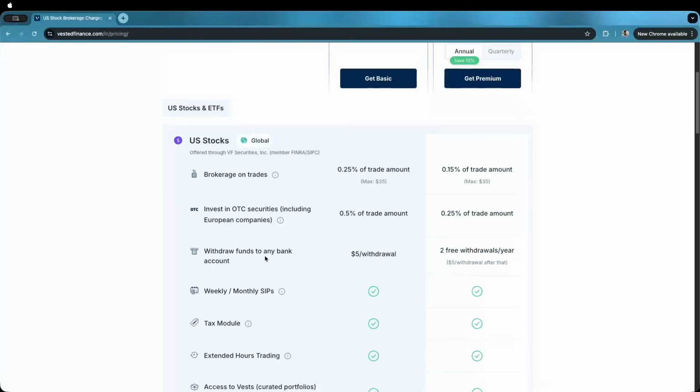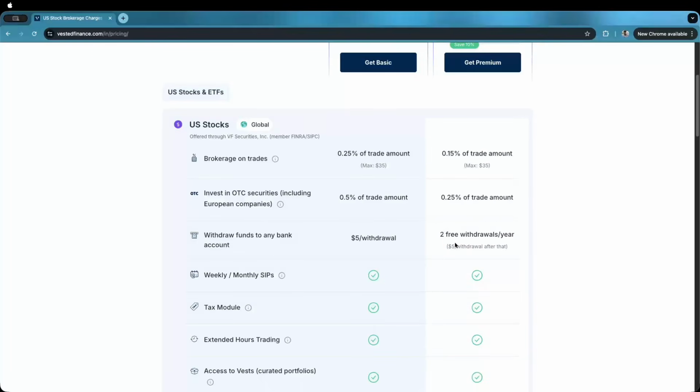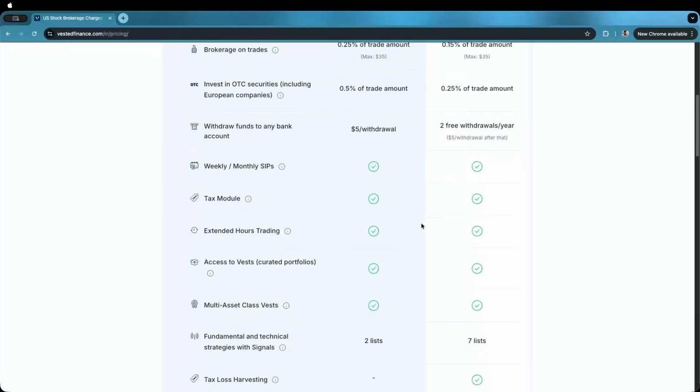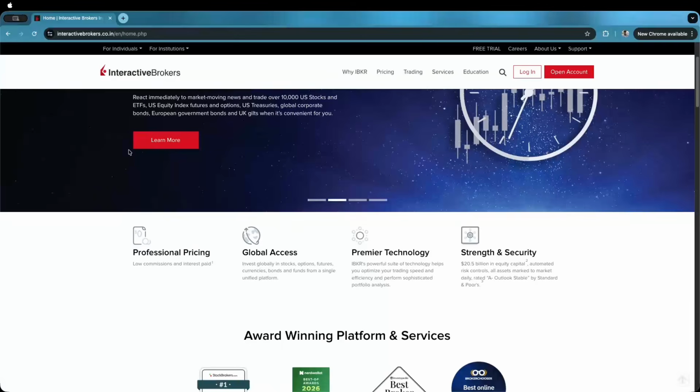And if you are withdrawing from the fund, your first two withdrawals are free within a year, and after that it is a $5 withdrawal. Again, I mean, people won't withdraw much. Of course, this will only be charged if you withdraw an amount from the invested account to the bank. And the last one which I want to talk about is this platform.